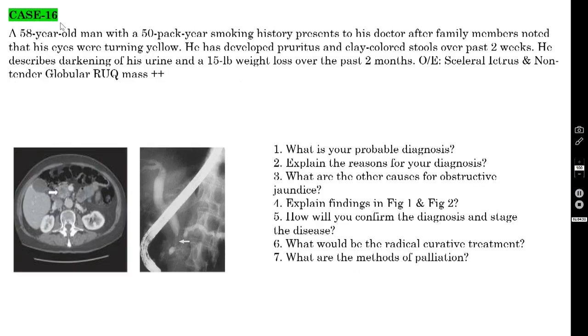Case number 16. A 58-year-old man with a 50-pack-year smoking history presents to his doctor after family members noted that his eyes were turning yellow. He has developed pruritus and clay-colored stools over the past 2 weeks. He describes darkening of his urine and a 15-pound weight loss over the past 2 months. On examination, there is scleral icterus and a non-tender globular right upper quadrant mass. So these are the two pictures and these are the 7 questions.